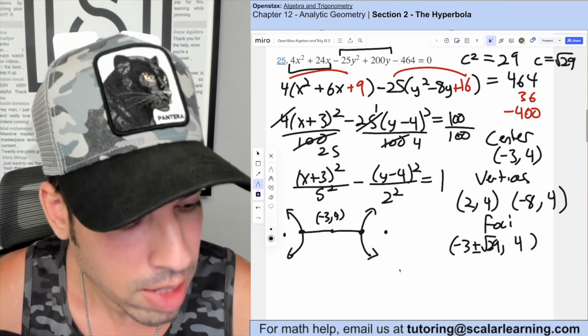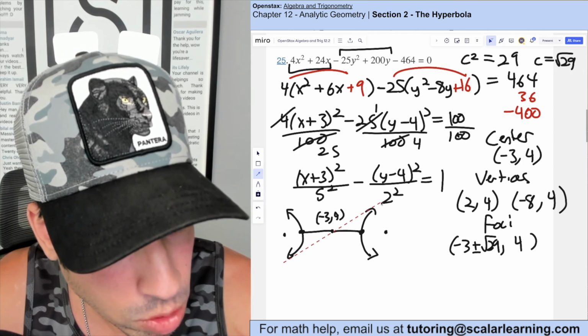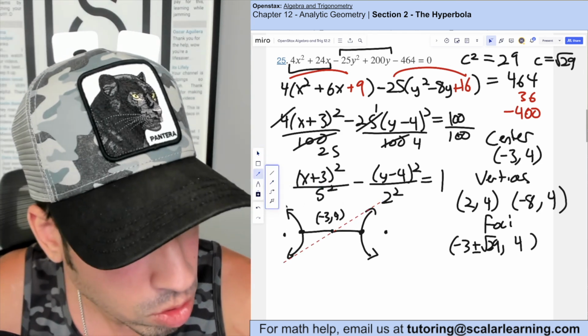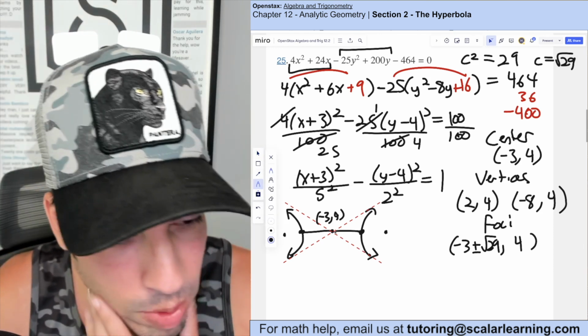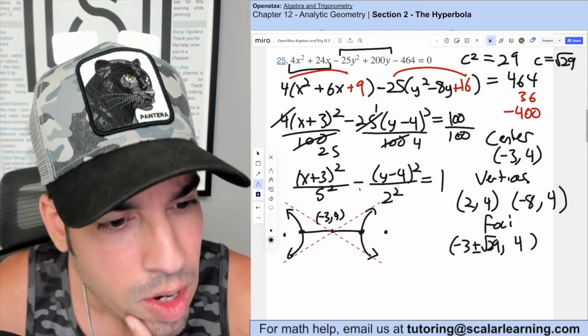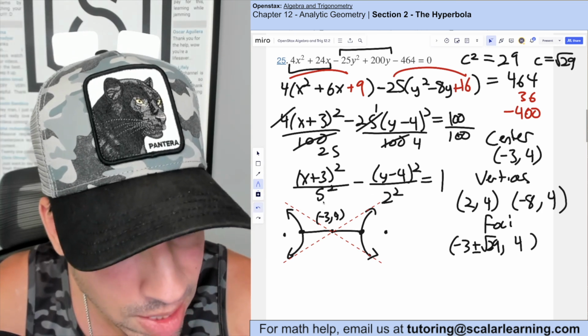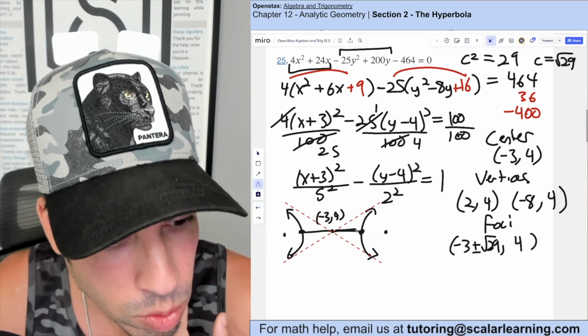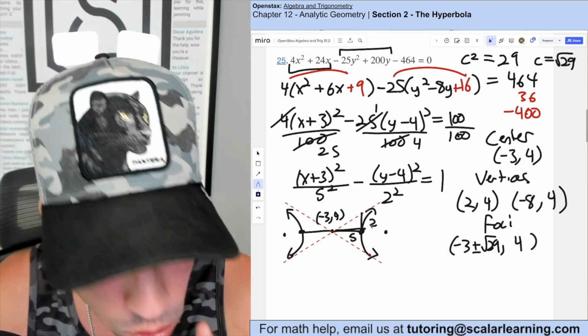Okay. Last but not least, we need to get the equations for the asymptotes. So the asymptotes go through that center like so. But the question is, what is the slope, right? We can use point slope, but what is the slope? This value is the run, that's the rise, because that's under the x, that's under the y. So we're going to the right by 5, we're going up by 2, meaning my slope is 2/5.